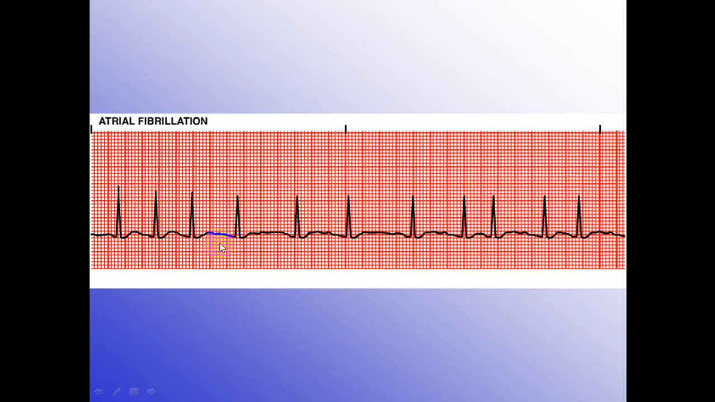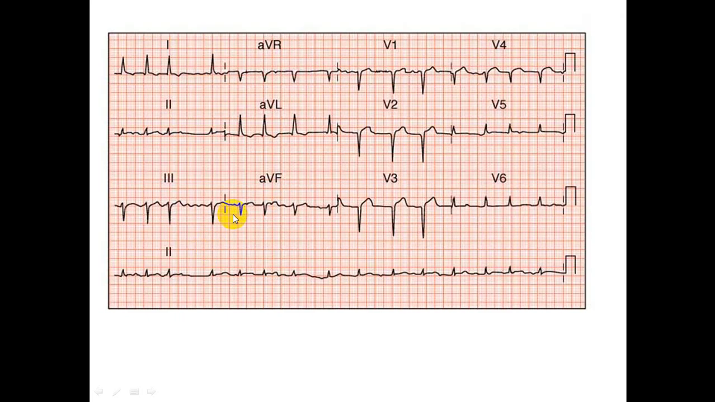If regular, you know how to calculate cardiac rate from the second year. So this is atrial fibrillation. Come to this sample. It's irregular, with no pattern to this irregularity.